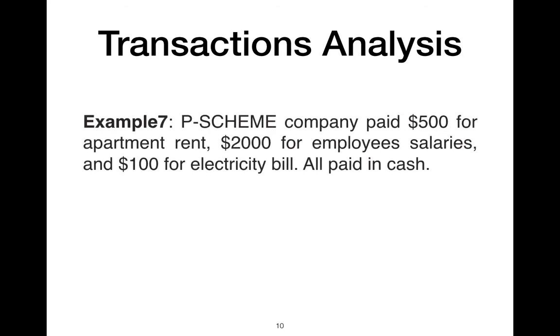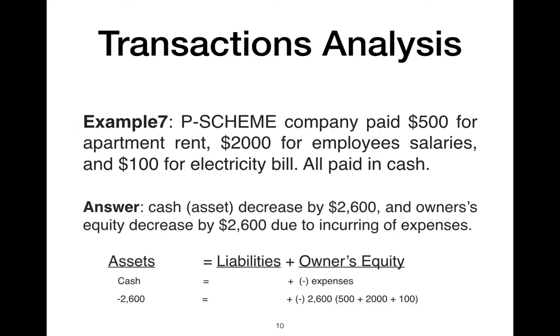In example 7, Peacekeep company paid some operation expenses in cash. 500 for apartment rent, 2,000 for salaries, and 100 for electricity bill. Here we have a decrease in cash of 2,600 US dollars, which is the total amount of expenses. Also, in this example, the company has incurred expenses, so the owner's equity account will decrease by the same amount.